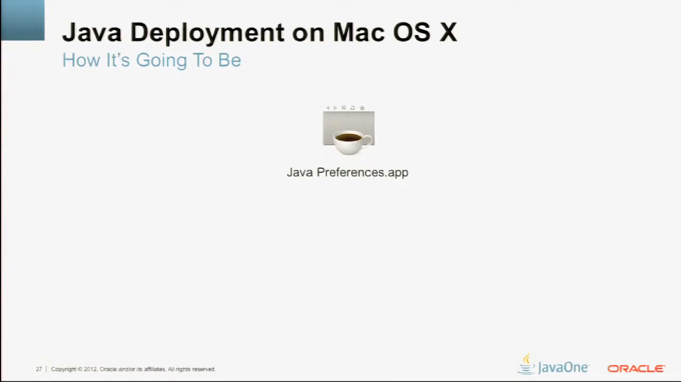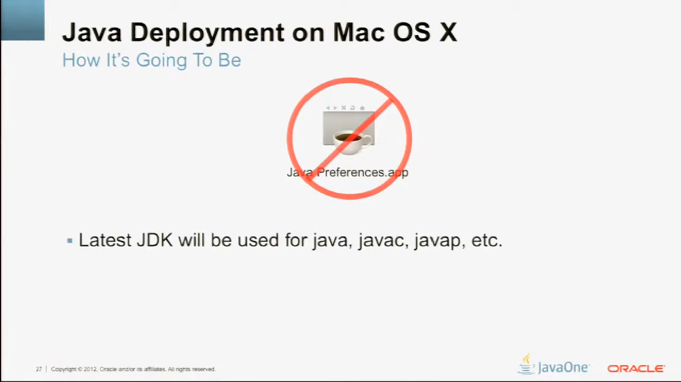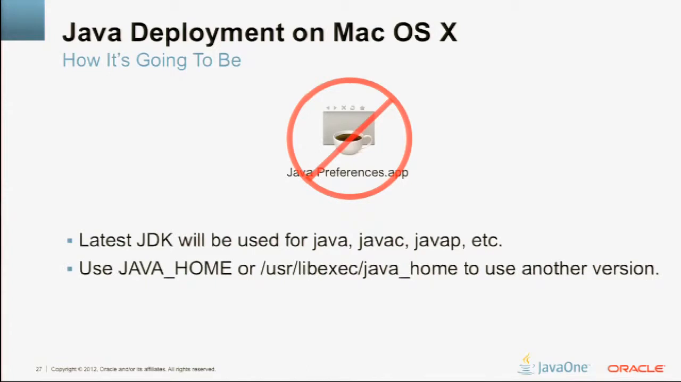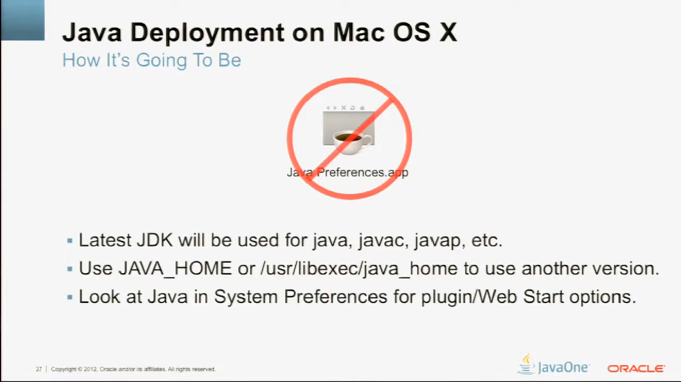Well, in an upcoming version update from Apple, which I hope will be within the next month or two, but I can't promise that, that app is going away completely. From now on, the latest JDK installed will always be used by default. If you want to use an older JDK, you can use JAVA_HOME to pick another version if that's important for your needs. But don't rely on Java Preferences.app being there. Instead, for everything that you would have done in there, you would go to System Preferences and run the Java control panel from there.